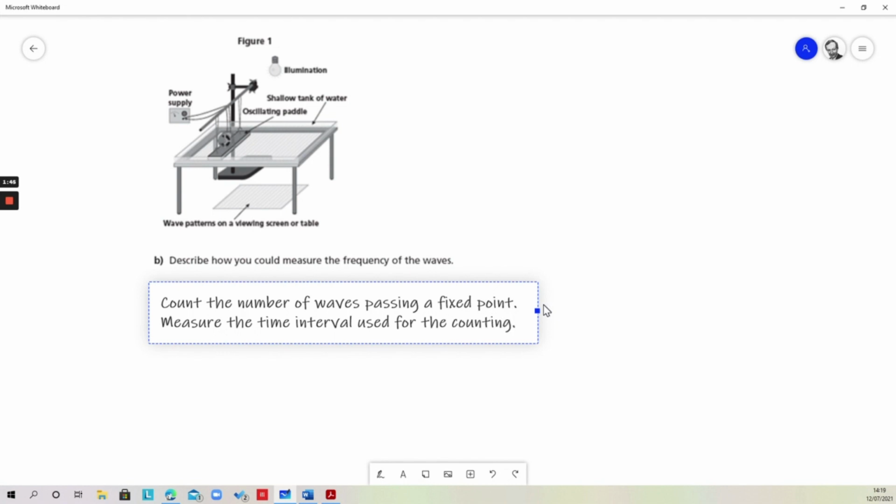Having done that, we will then have a number of waves and a time interval, and the third stage, for the third mark, is to indicate what the calculation is, and the calculation is that we divide the number of waves by the time interval. What that will do is give us the frequency of the waves, and that will be in number of waves per second, or hertz.